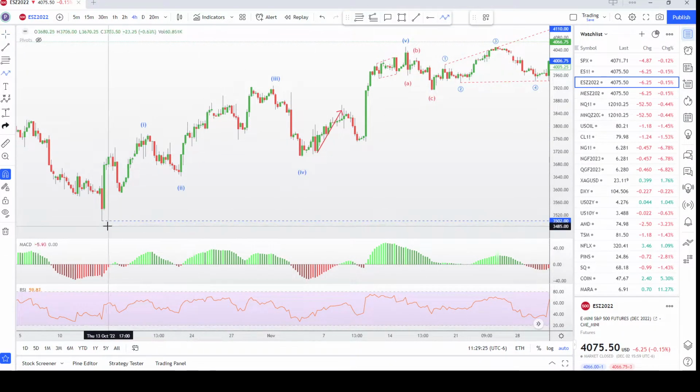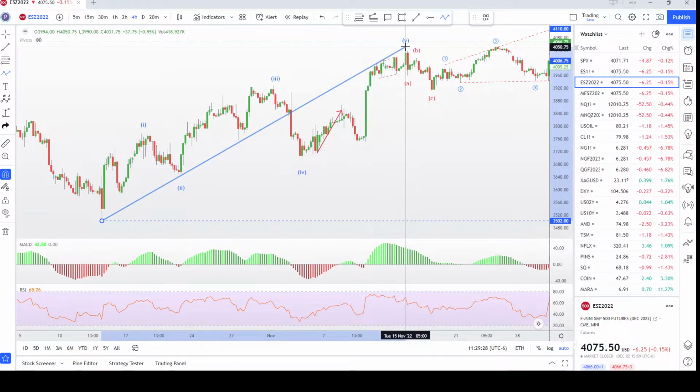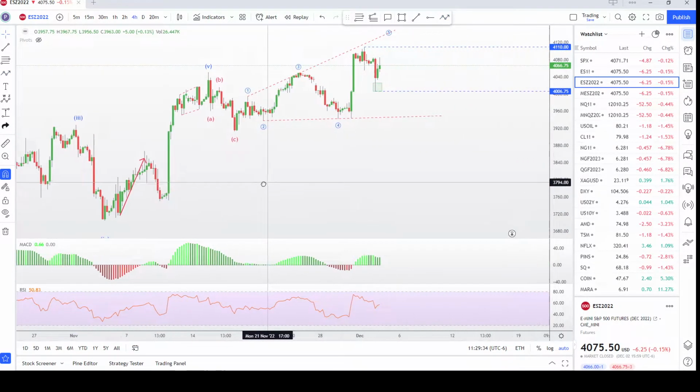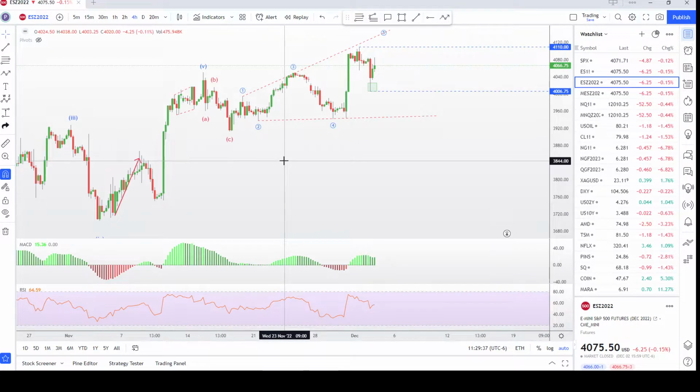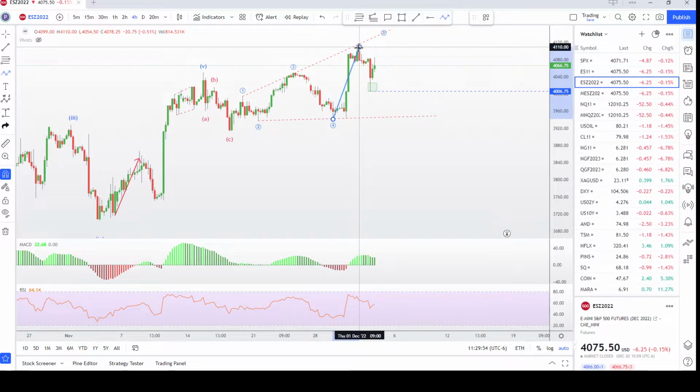So that means this whole move is your leading diagonal, 3 wave correction, and now they're creating what I see as an ending diagonal. So we got 3 waves up for 1, 2, 3, 4. Here's where Powell spoke last Wednesday. Market took off. And so I see this whole move now from 4 straight up as a leading diagonal.